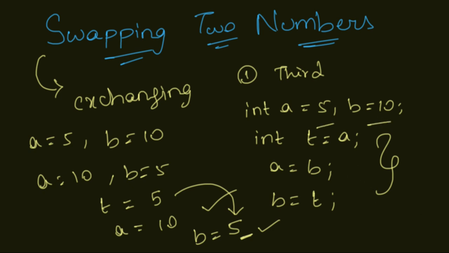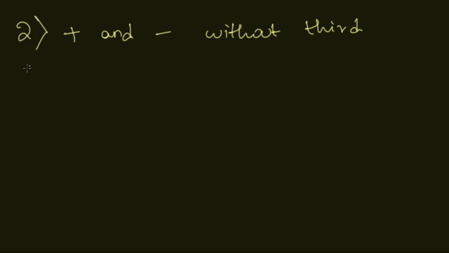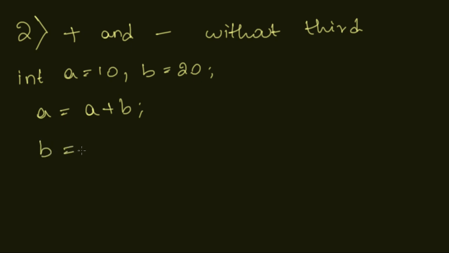Let us talk about the next way of implementing swapping. So the next way is using addition and subtraction, that is arithmetic operators, without using a third variable. So let's see how we are going to implement it. Starting, I'm going to initialize the values of a and b. So a is 10 and b is 20. Now I am going to store the sum of a and b into a. Later on, to get the value of b, I am going to subtract b from a, and to get the value of a, I am going to subtract b from a.